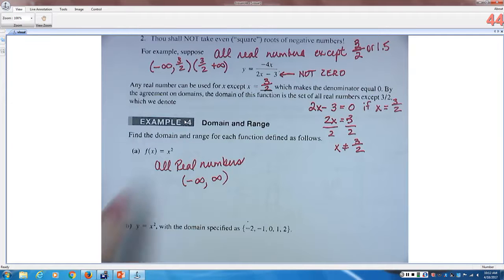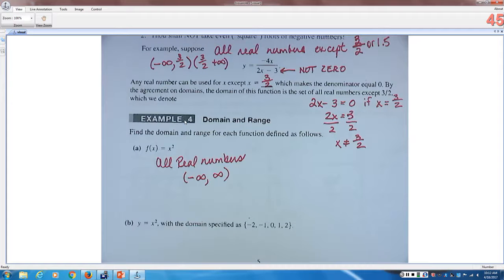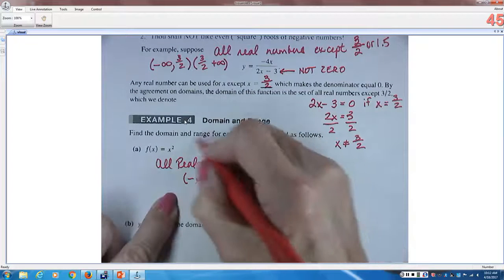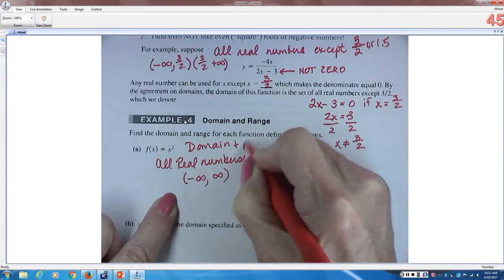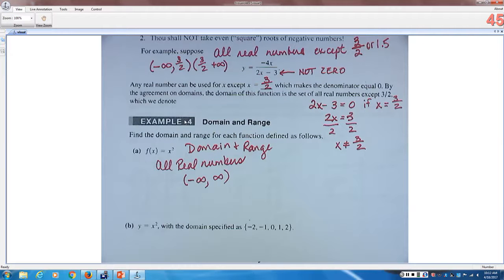And that means that if I can put in anything in the world, I can get out anything in the world. If I put in -2, I'm going to get 4. If I put in +2, I'm going to get 4. If I put in -10,000, I'll get whatever -10,000 is squared. If I put in 1/2, I'll get 1/4. So I can put in anything I want to, and that means that both the domain and range are all real numbers. There's no restrictions on what I can put in and no restrictions on what comes out.